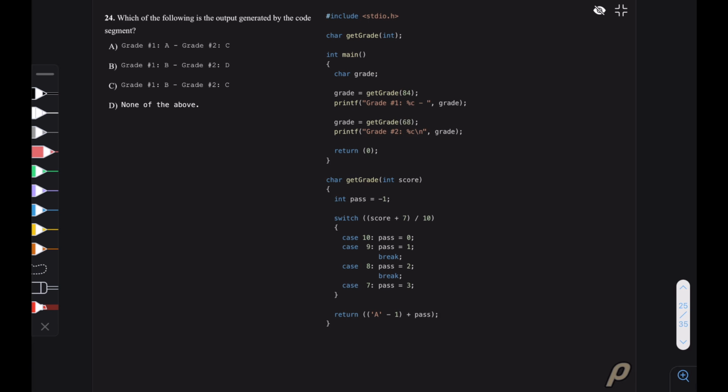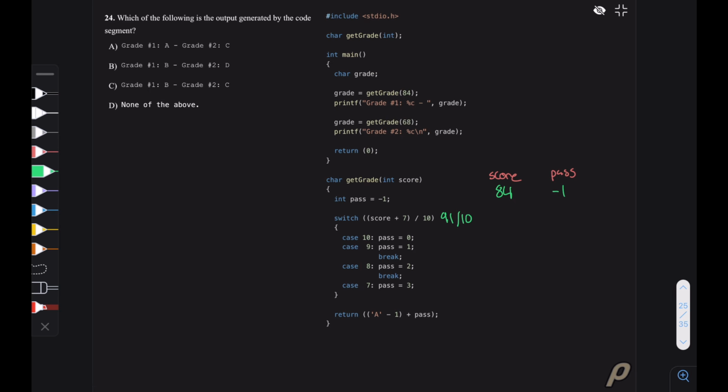So we have this grade, then we just pass 84 into getGrade. So let's see, in getGrade we have the score. The first thing that gets passed is 84, so our score starts out as 84. And then we have this pass, which is just -1. Then if we do a switch on this, we do score plus 7. So 84 plus 7 is 91. And then we divide by 10.